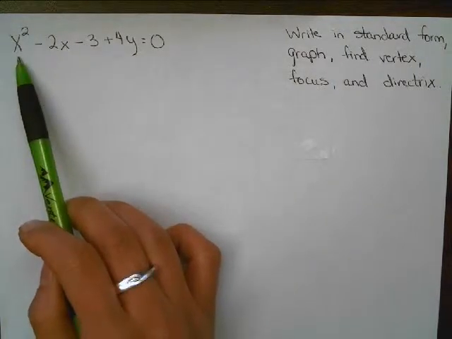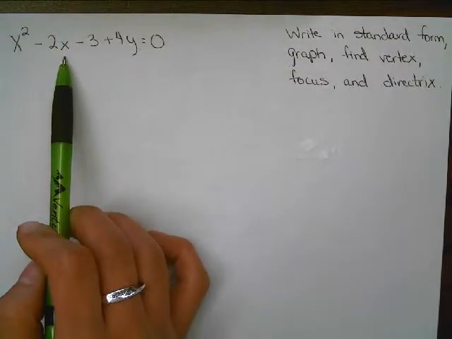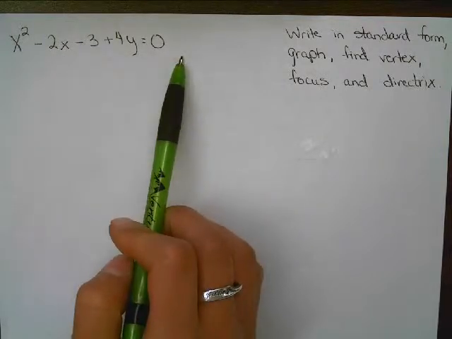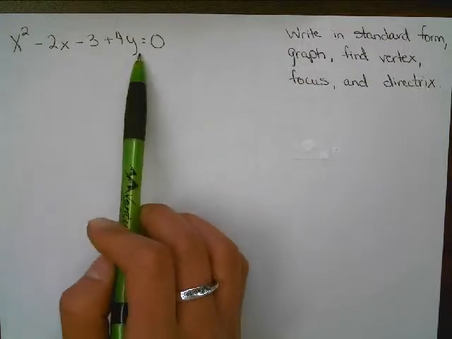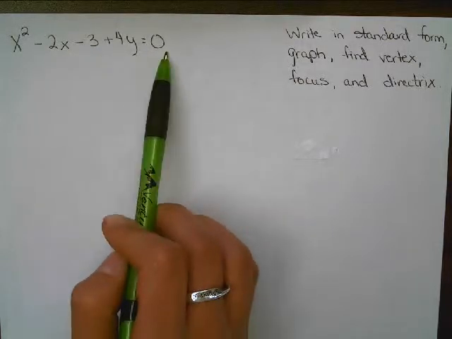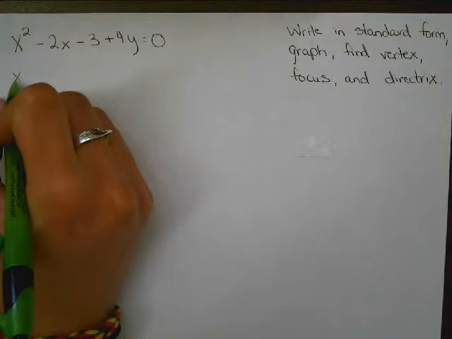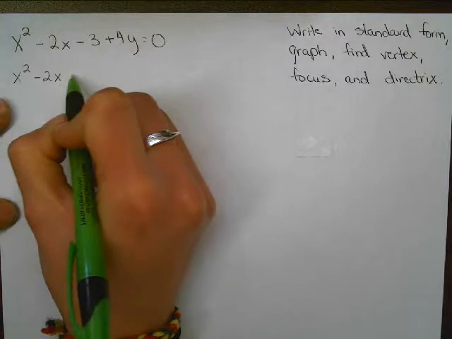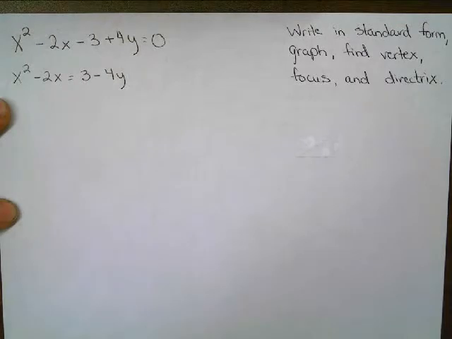Now since the x is squared here and we have the linear x term, we know we have to complete the square on the x's. So that means I need to move this 3 over here and this 4y to the other side as well. Now when I move them, I can't just pick it up and say that x squared minus 2x equals negative 3 plus 4y. When you move them over, you have to move them like you're solving. So I have to add the 3 over. So I get x squared minus 2x. And if I add the 3 over and subtract the 4y, I get 3 minus 4y.